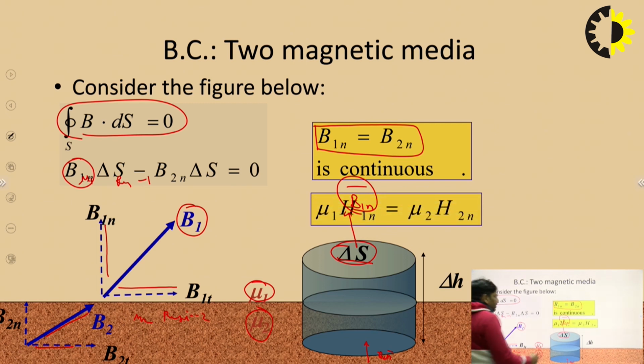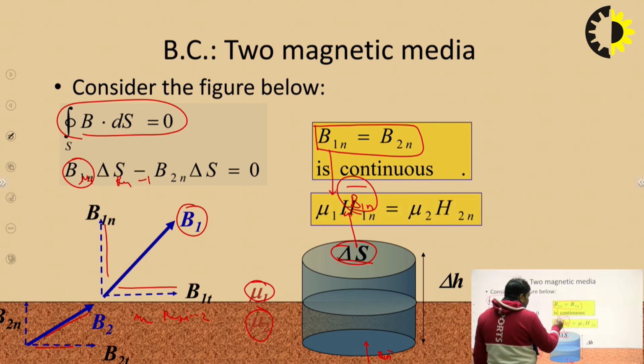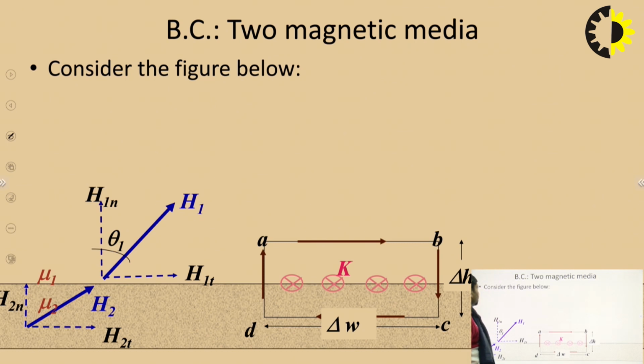Or we can define B1 as mu1 mu r H1n and B2 as mu2 mu r H2n. So H1n upon H2n is equal to mu2 by mu1. So we consider this case.